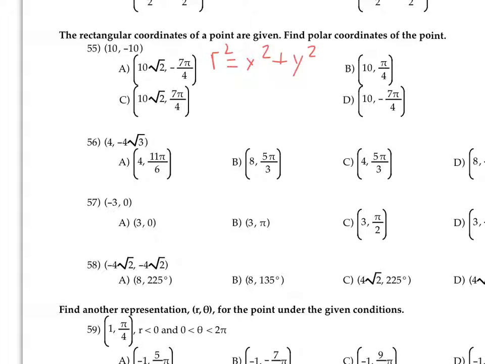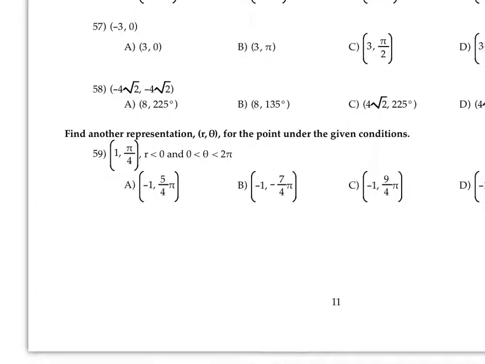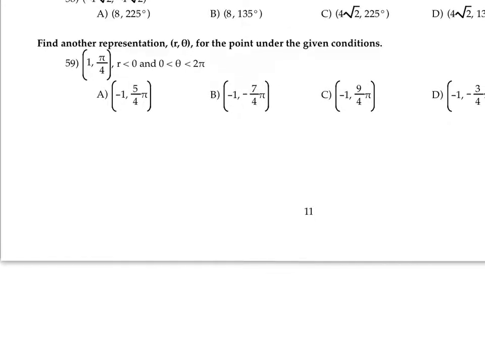So we've got to find polar coordinates. We're going to do r squared equals x squared plus y squared. The square root of 200 is 10 times the square root of 2, which is going to be answer A or C. And then we've got to find the inverse tangent to get the theta. And inverse tangent of negative 10 over 10, that's going to end up being a 45-degree angle in the fourth quadrant, which is going to be the 7 pi over 4 or something similar to that.